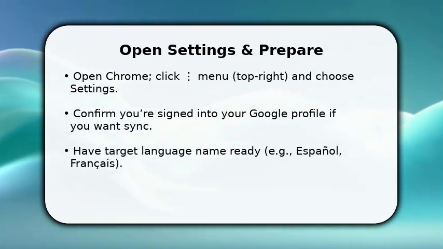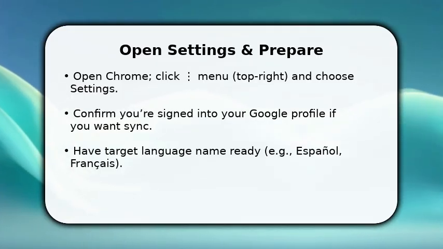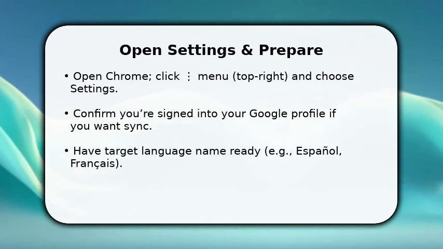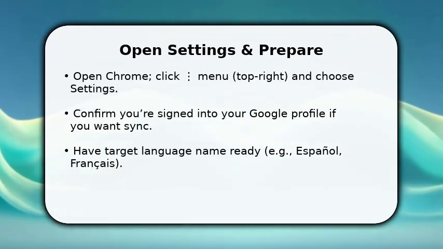Next, locate the Languages section. Use the left menu or type Languages in the Settings search bar. Having the exact language name ready speeds the add step and avoids confusion with similar dialects, so prepare it before you proceed to adding and ordering languages.